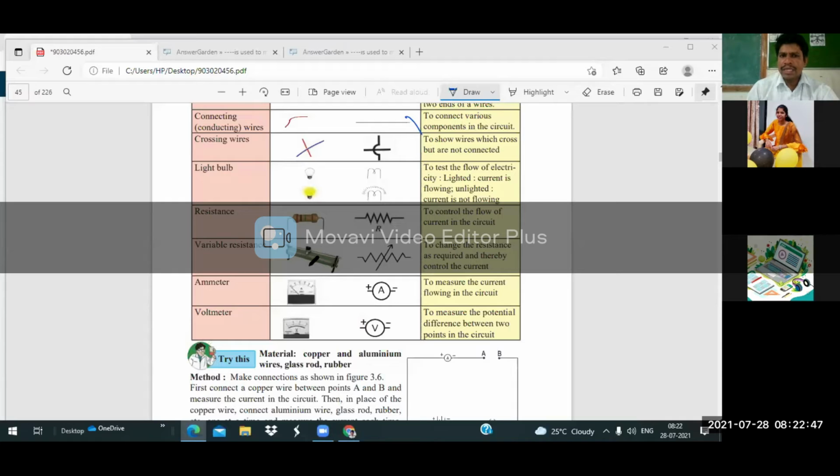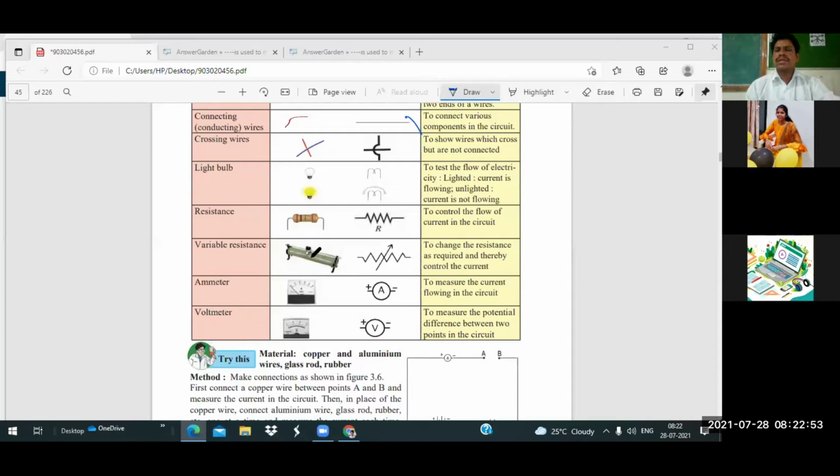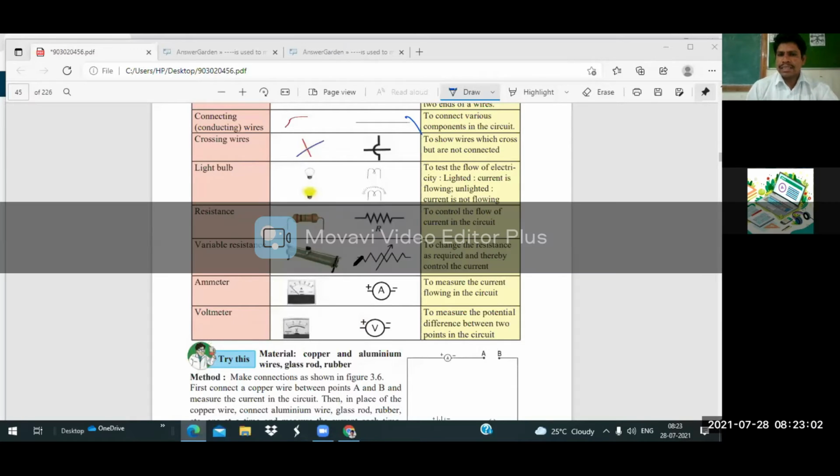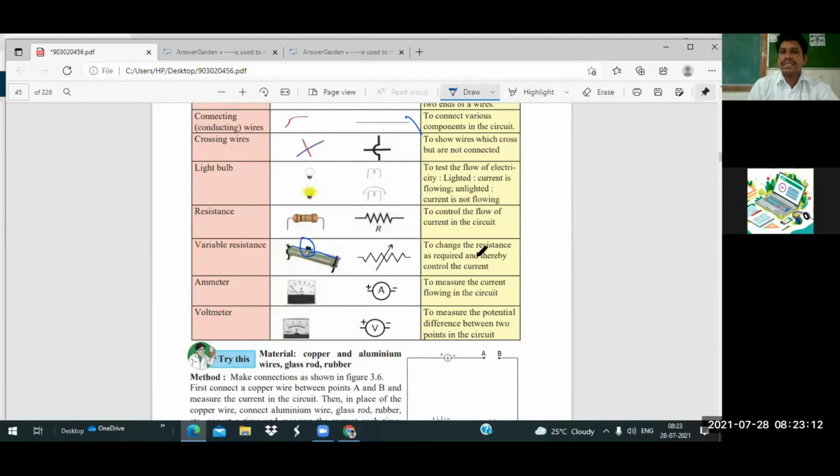Okay. Now this variable resistance is used in the laboratory, and with its help we can do our experiments. It is used when we require more or larger resistance. We can change it like a key, pulling or pushing this side. With the help of this variable resistance we can change the resistance as per our requirement.